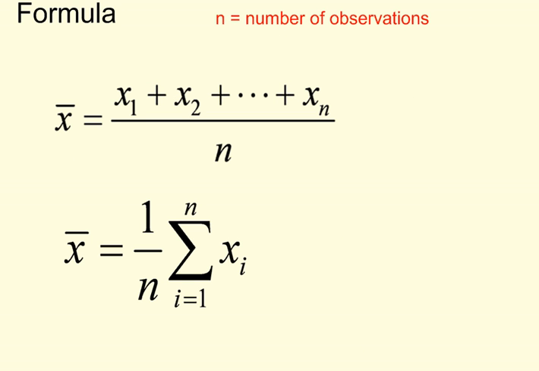How do we find the mean? We need to know the number of observations that we have, and mean, or X bar, is equal to the first X plus the second X plus the third X, all the way to the last X, and the sum of those numbers divided by N. Another form of this formula uses the summation notation. So X bar equals 1 over N times the summation of 1 to N of X sub I, which would be your N observations.